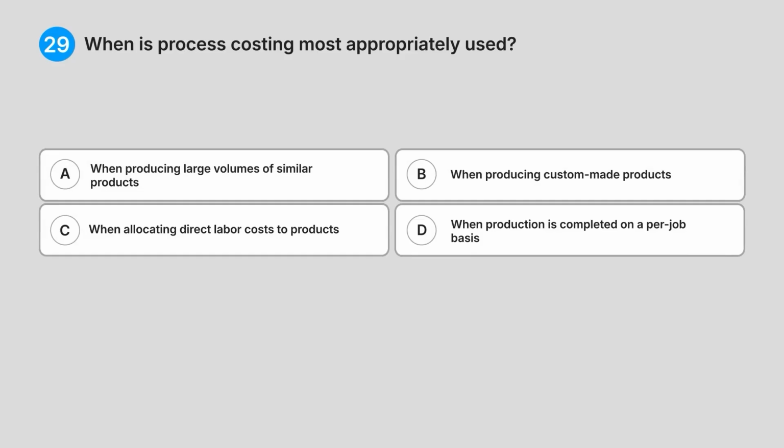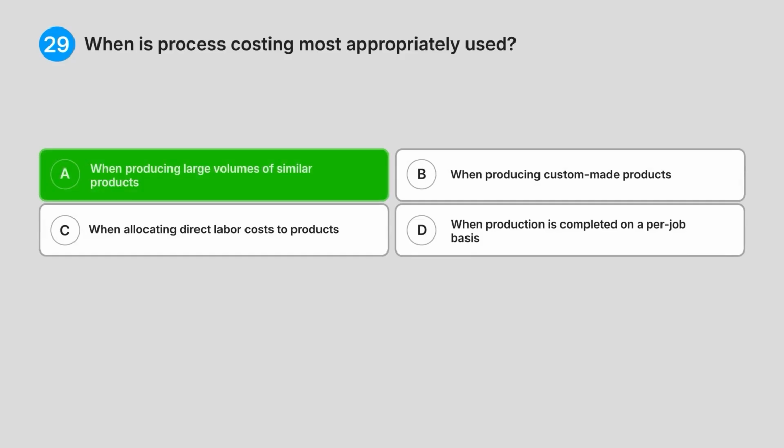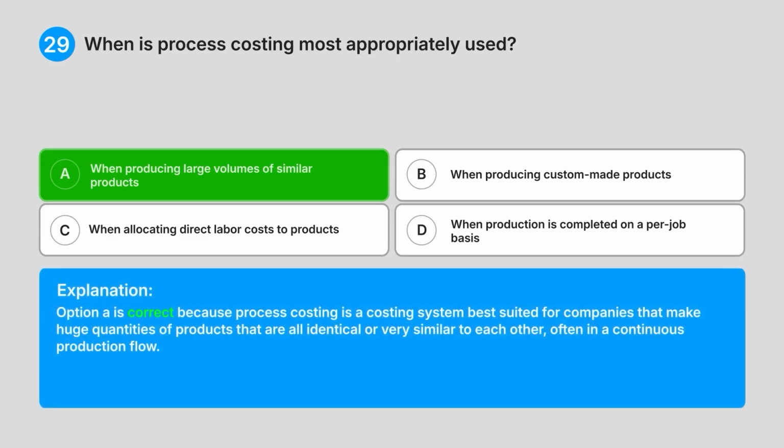Correct answer, A. When producing large volumes of similar products. Explanation. Option A is correct because process costing is a costing system best suited for companies that make huge quantities of products that are all identical or very similar to each other, often in a continuous production flow.